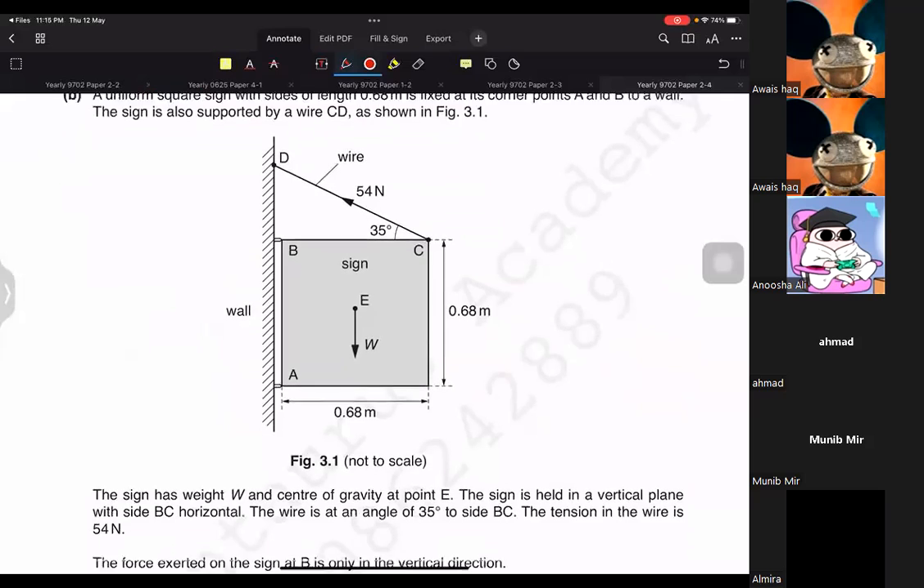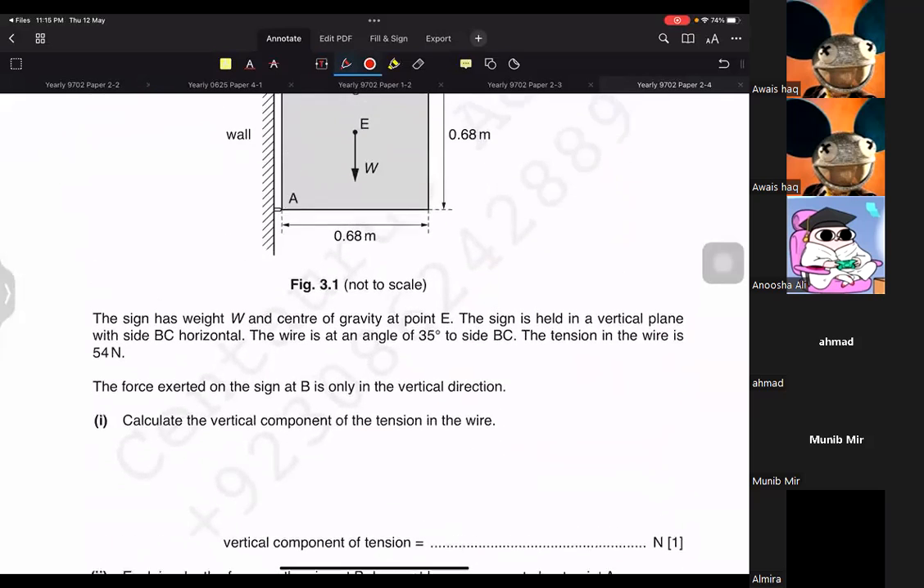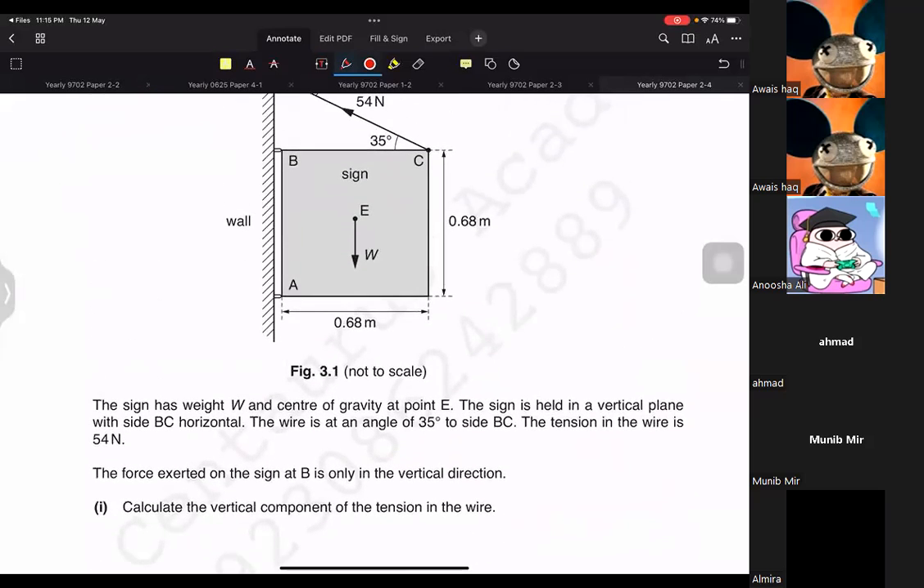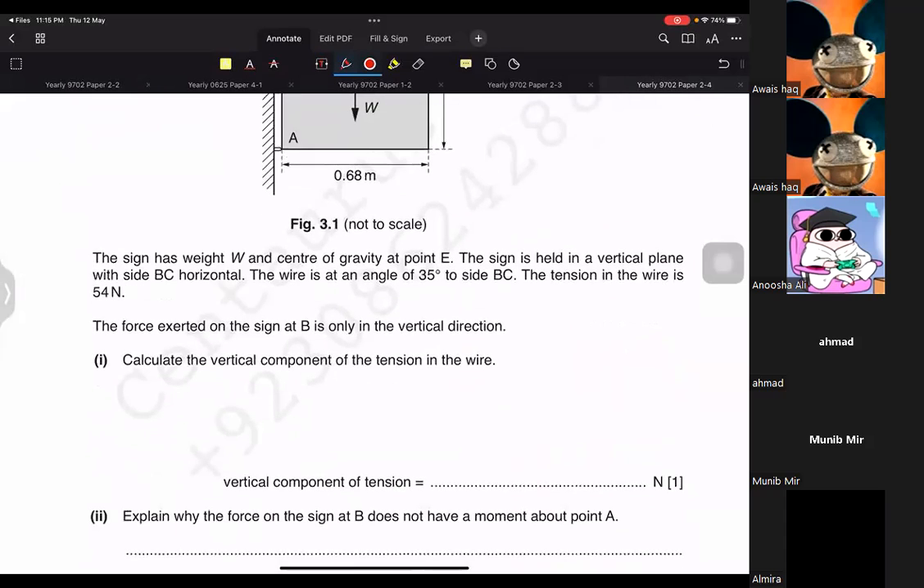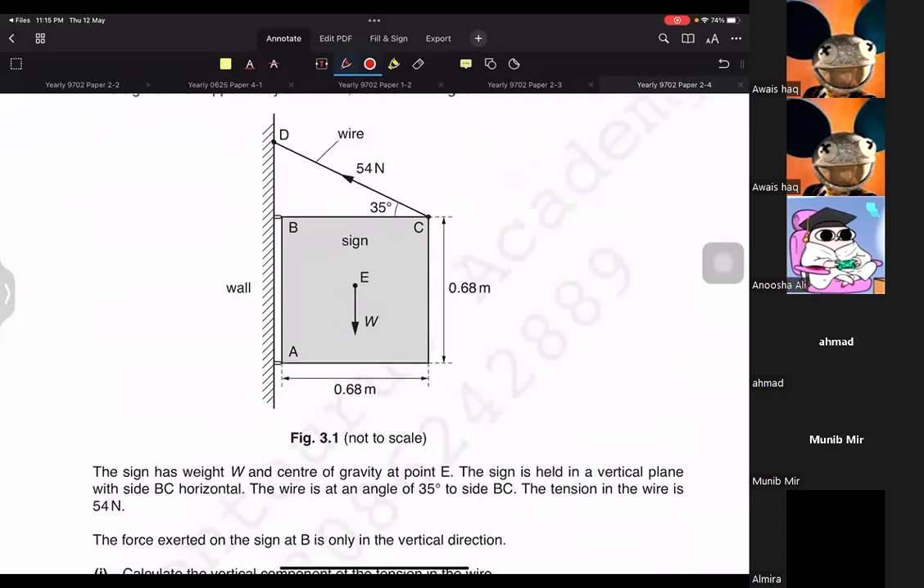All right, now this question. Seems very hard. Calculate the vertical component of the tension in the wire. So that would be 54 sine of 35.